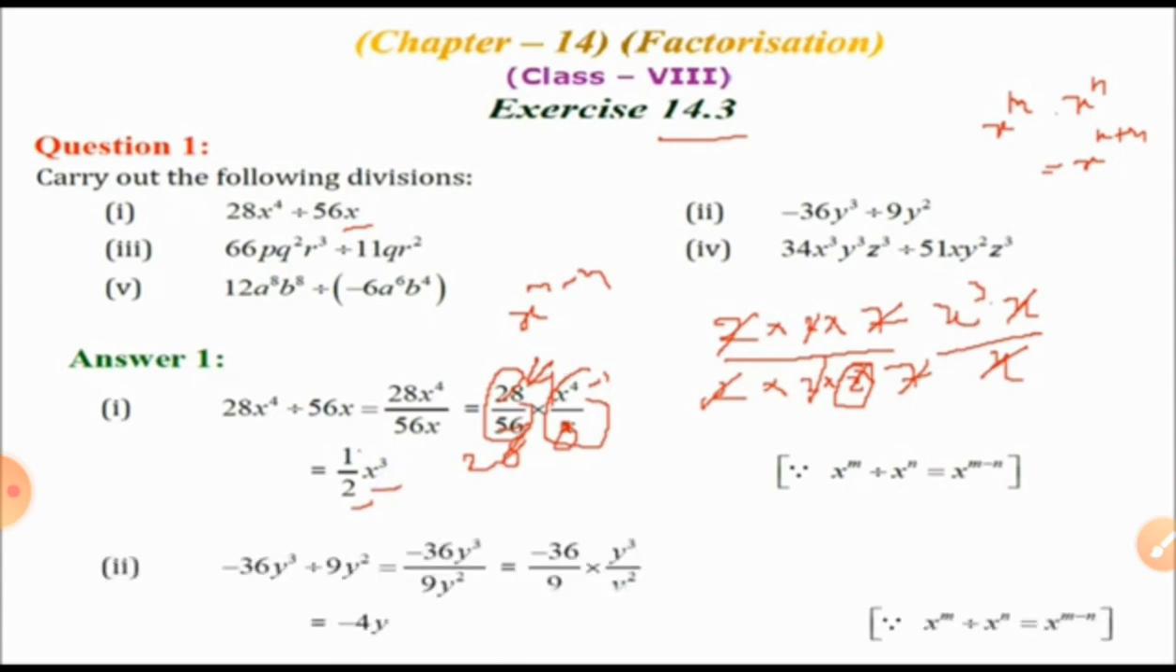Look at the second one. It's so simple, 9 and 36. Directly you can cut it now. Very good students. Yes. And y square and y cube. So y cube में से square गया बेटा, कितना बचा? 1 बचा, तो -4y is the answer.